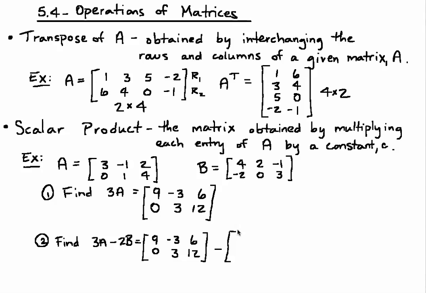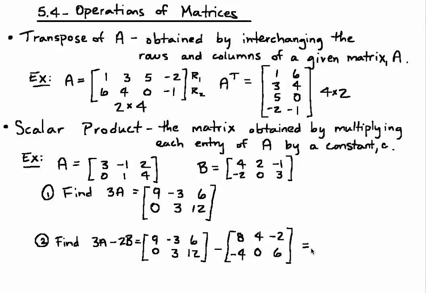So that's 4 times 2, which is 8. 2 times 2 is 4. 2 times negative 1 is negative 2. 2 times negative 2 is negative 4. 2 times 0 is still 0. And 2 times 3 is 6. And now I've got my 3A and 2B.